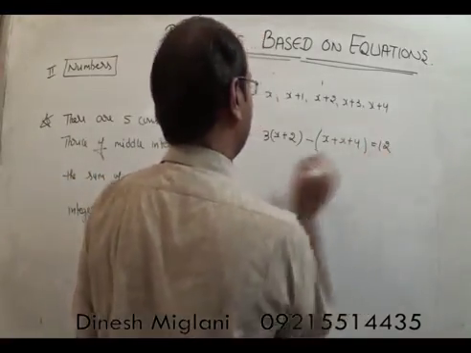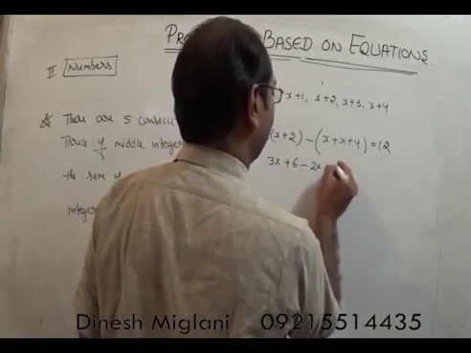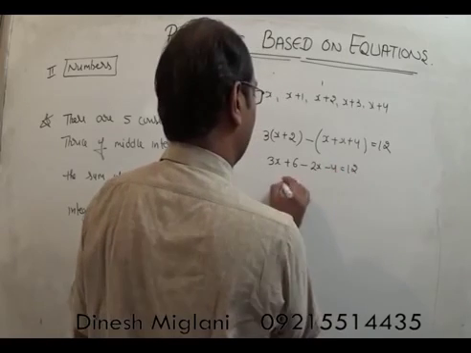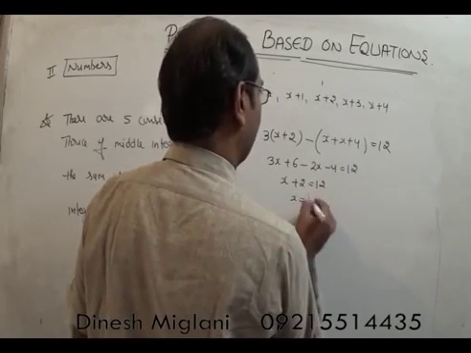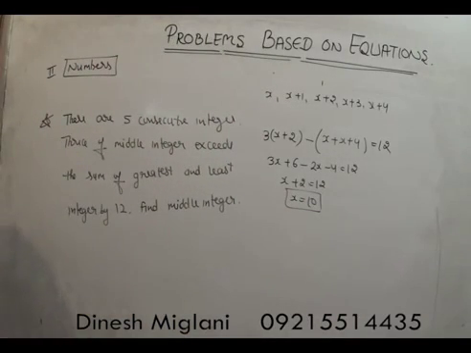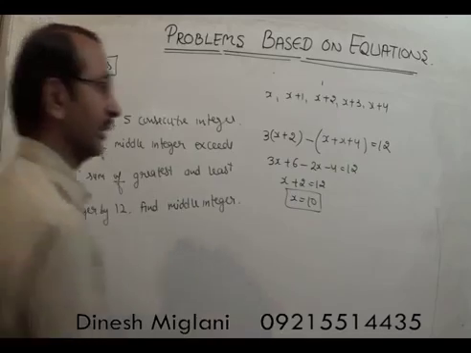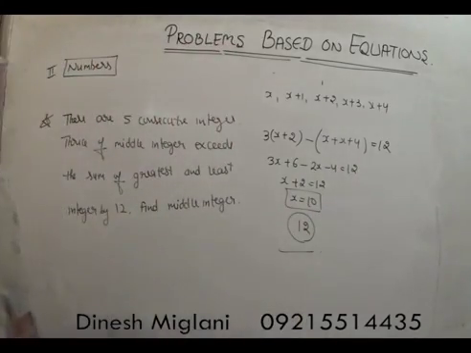Now I can say 3x plus 6 minus 2x minus 4 equal to 12. x plus 2 equal to 12, x equal to 10. So my smallest integer is 10, and in the answer I have to find the middle one. The middle integer is equal to 12. That becomes my answer. If you have questions based on this concept of consecutive integers, the process will go in such a way, and by this structure you are in a position to get your answer.